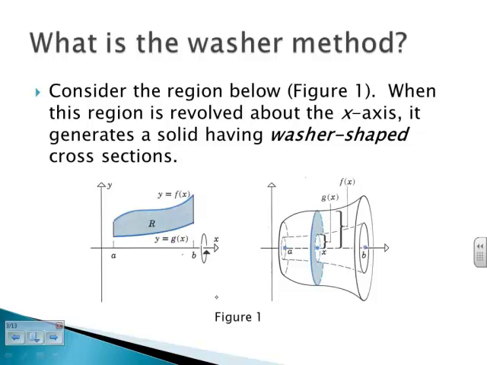What is the washer method? Consider the region below. When this region is revolved about the x-axis, we generate a solid that has washer-shaped cross-sections. That is, the cross-sections are in the shape of circular discs, but they have holes in the middle. We can see from the figure that the radius of the hole in the middle is g of x. That's our inner radius. And the radius of the larger circle, the outer radius, is f of x.